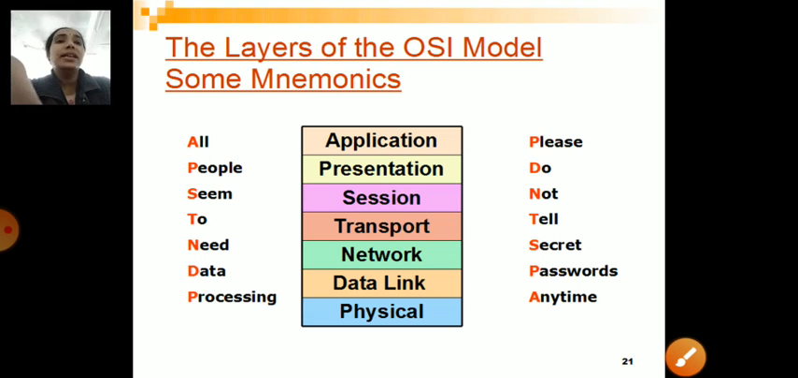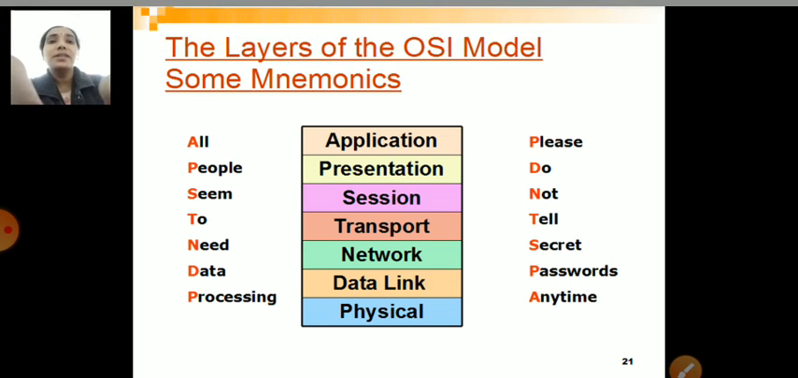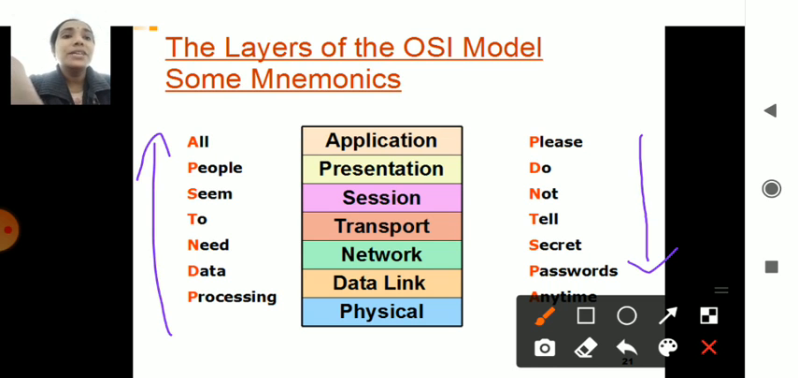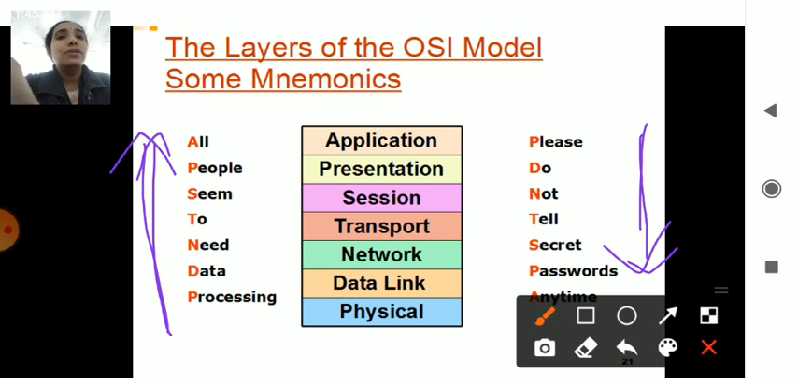These are the layers, and there is a meaning to these layers: you can say, all people seem to need data processing. So processing happens like this. All people seem to need data processing, and please do not tell the secret password anytime, like bottom to up and top to bottom approach it will be following.